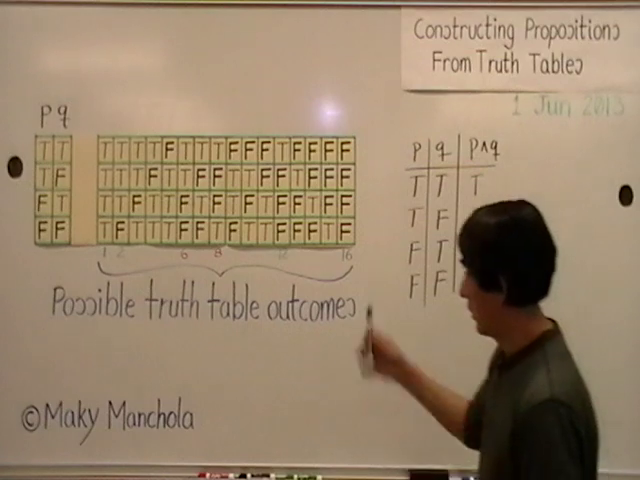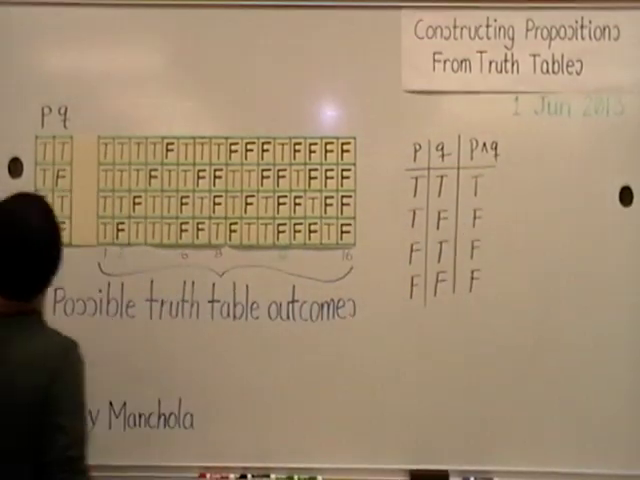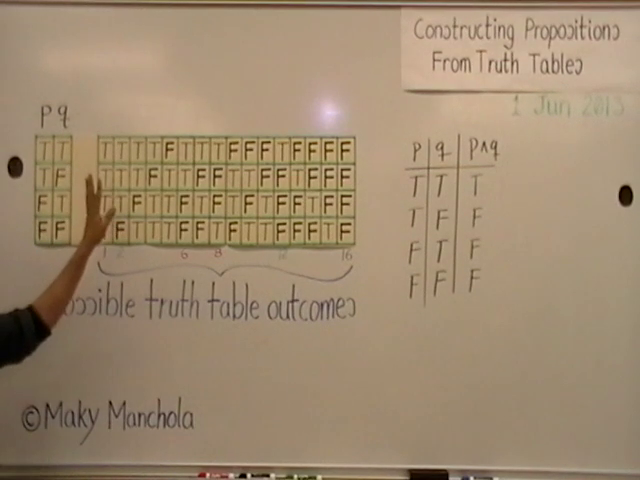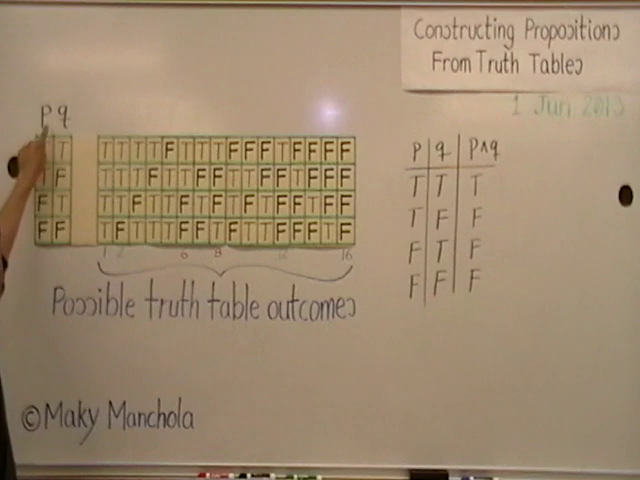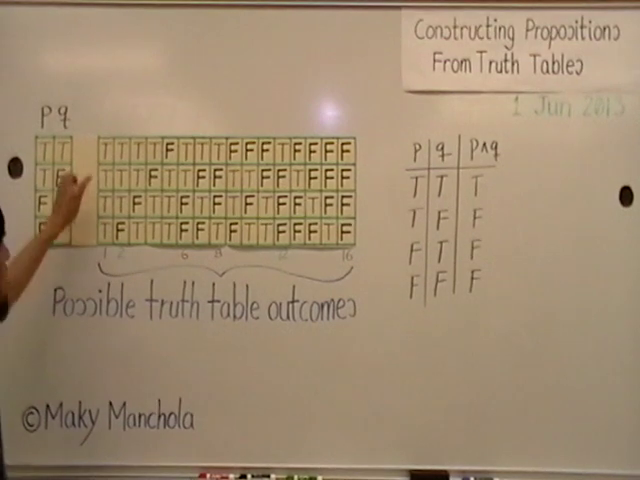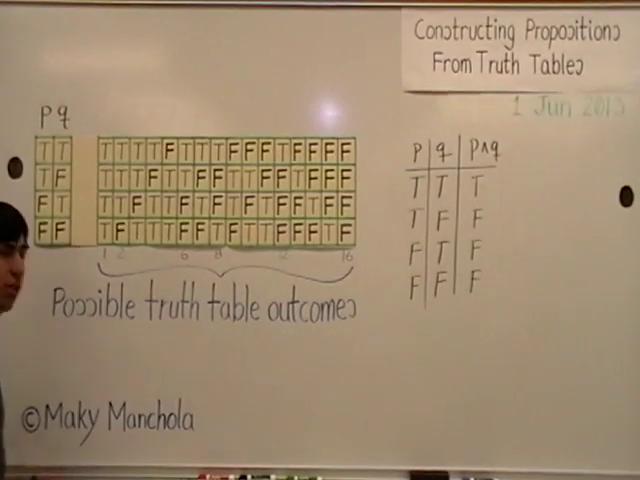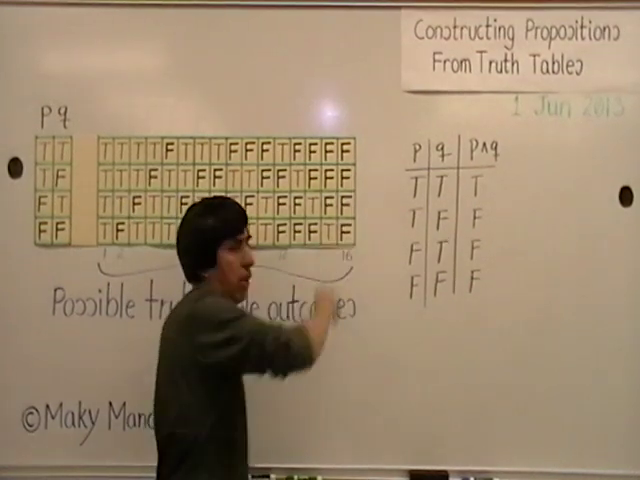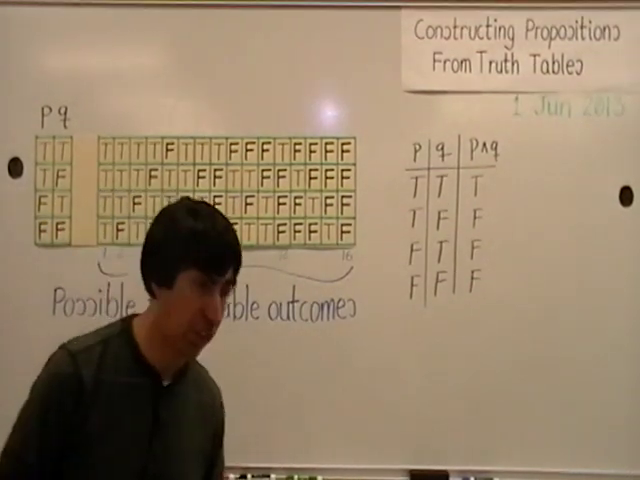Now, let's take a look at this display right here. We're displaying here all possible outcomes for a truth table that involves propositions P and Q. There are a total of 16 of them. Maybe all outcomes are true, in which case you would have a tautology. Maybe all outcomes are false, in which case you have a contradiction.